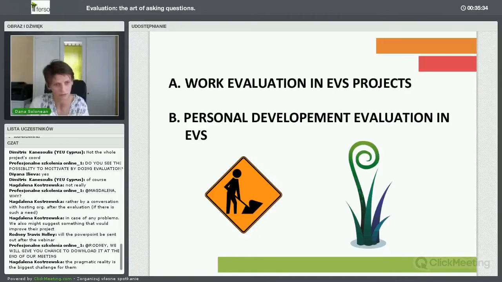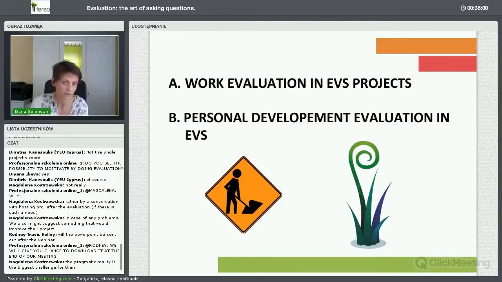Are you happy with the tasks that you've been delegated? Do you want to switch to something else? Do you need more support, or do you need more freedom? Because some volunteers might need more freedom, while others might need more support and more guidance. So this is what work evaluation should cover in an EVS project.